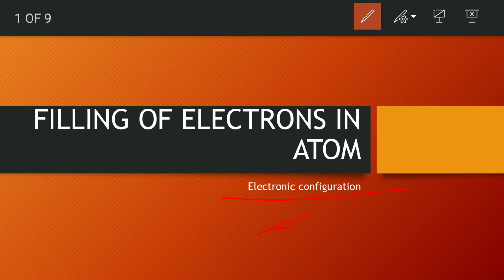What does Aufbau principle tell? That is the n plus l rule. It basically tells the order of energies of orbitals, and Pauli's exclusion principle tells us that no two electrons in a subshell can have the same spin.